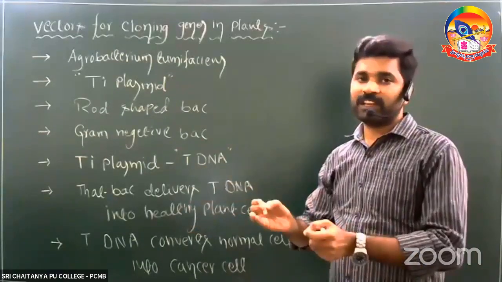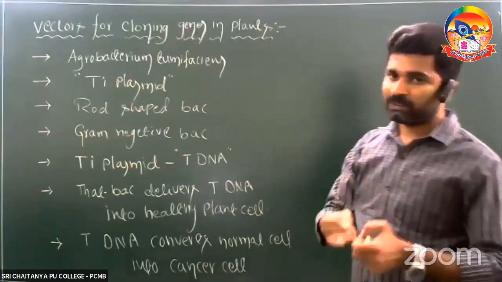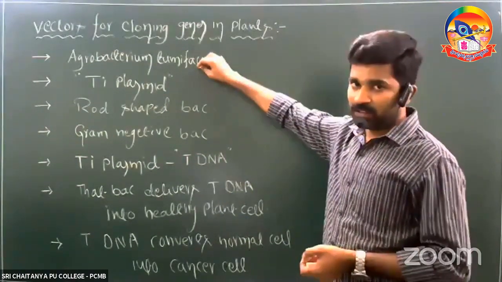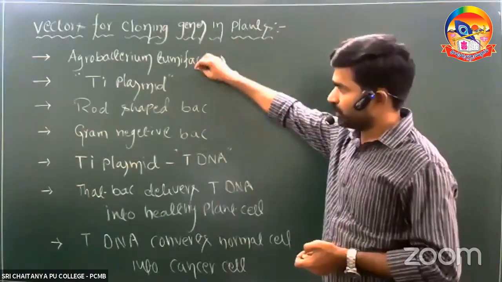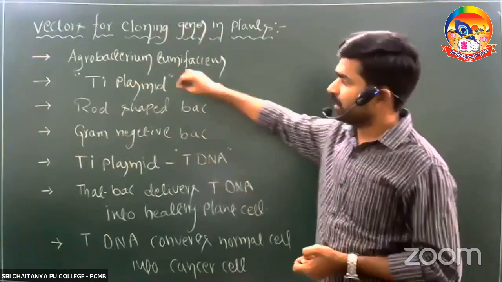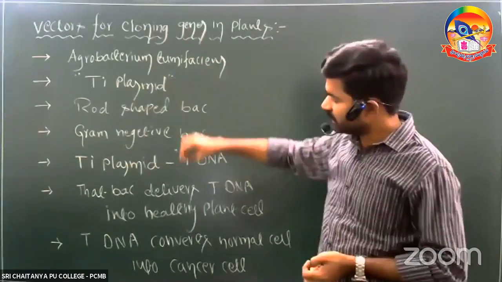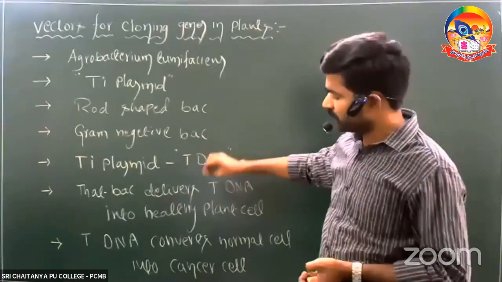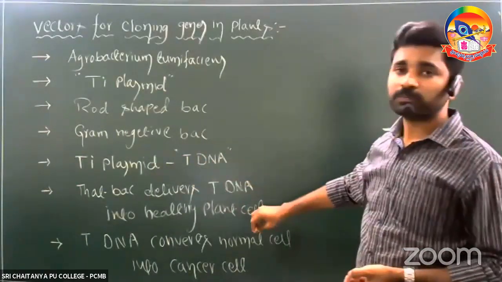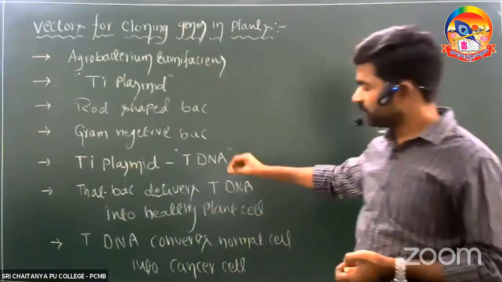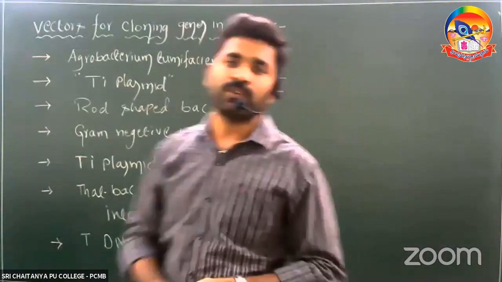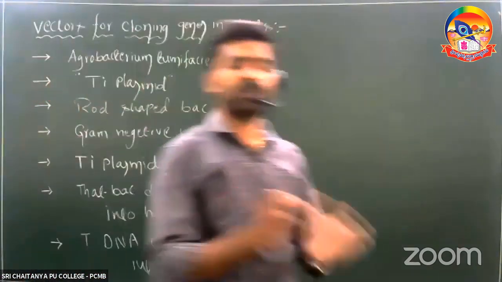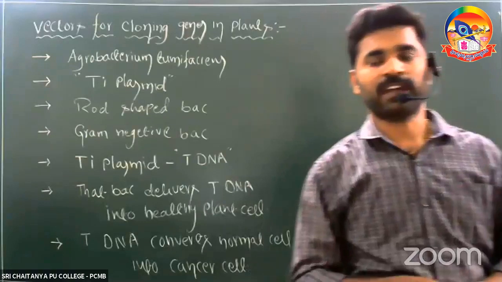That piece of DNA, the tDNA, is delivered into the healthy cell by Agrobacterium tumefaciens. It means that Agrobacterium tumefaciens has tDNA in its Ti plasmid. That tDNA is considered disease causing DNA. That disease causing DNA enters into the plant cell cytoplasm first, and whenever it enters, a healthy plant cell is converted into a cancer cell.